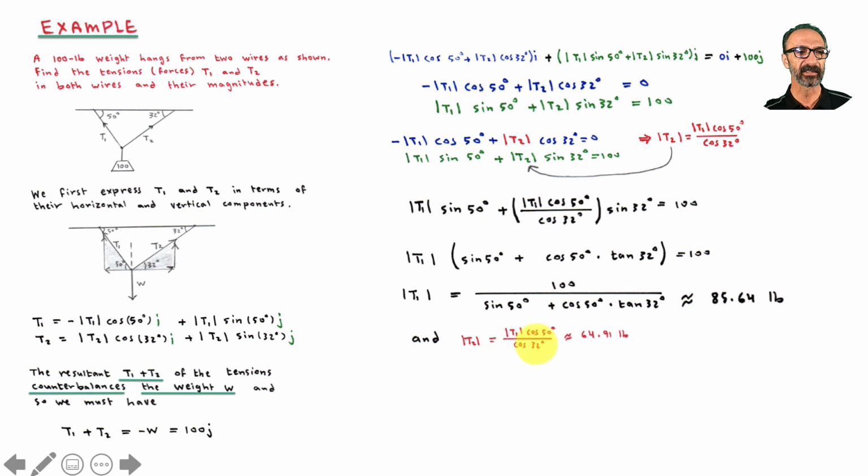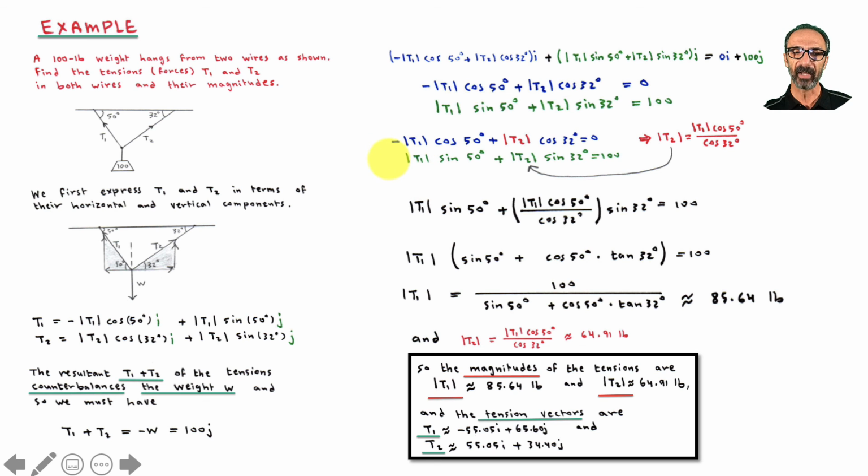And let's summarize this whole package because we want to make sure that to get full credit we're answering the question the way they want it. This is a summary. So the magnitudes of the tensions are 85.64, approximate of course, and 64.91. And the tension vectors are T1, approximate to this much, I and J. I went back and wrote this because I know now what's T1, I know what's T2. Plug them in and you could end up with the decimal form for the I part and the J part. And that should do it.